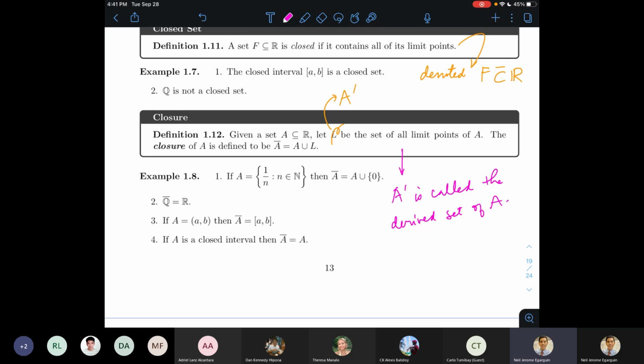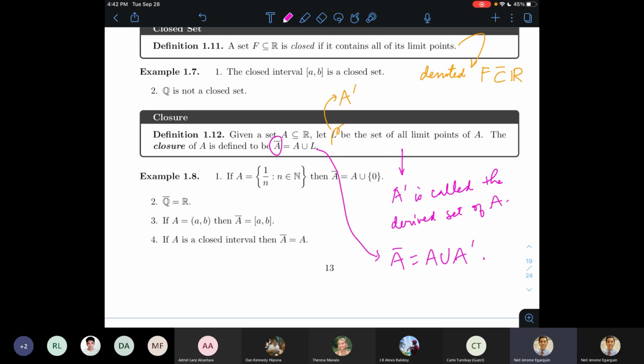Now, the closure of A, denoted by A bar, ay yung union ni A at saka ng derived set niya. So basically here, A bar is A union A prime. Okay? The union of A itself and all of its limit points. So parang pwede nyo tingnan si A bar, yung quote, completion, unquote, ni A. Kasi isinasama natin kay A lahat ng limit points niya.